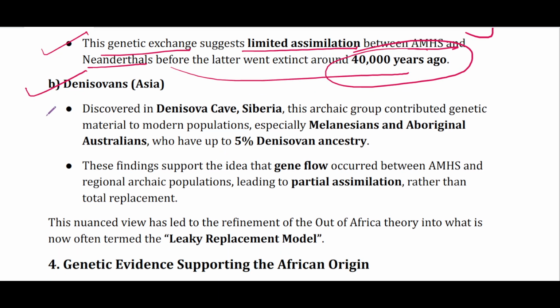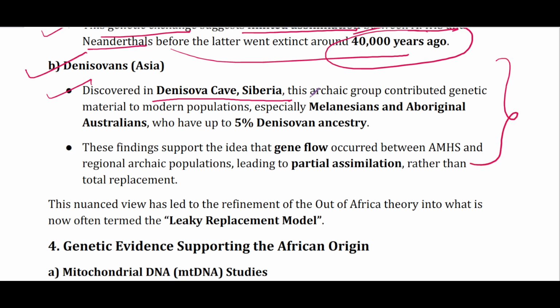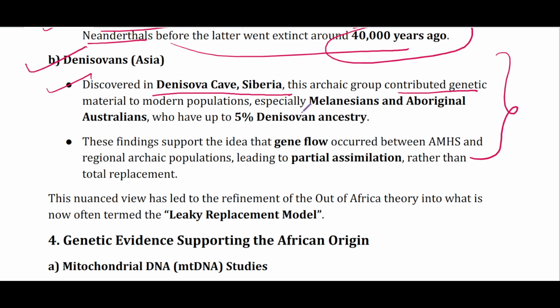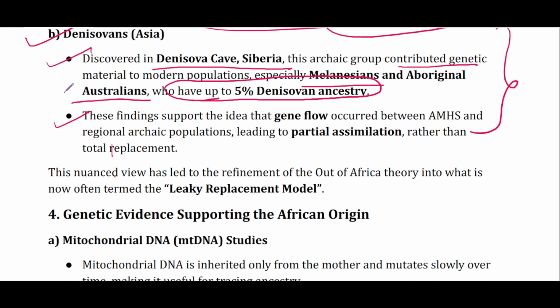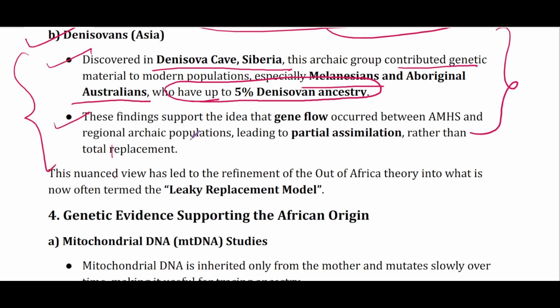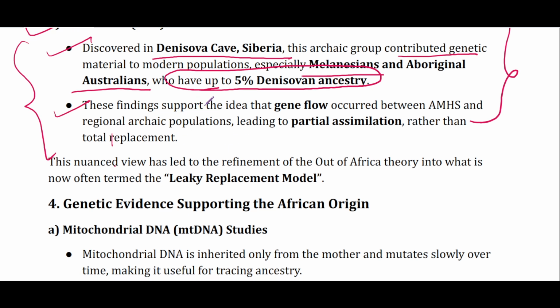Then let's talk about the Denisovans. This group was discovered in Denisova cave, Siberia, and contributed significant genetic material to modern populations, especially the Melanesians and Aboriginal Australians, who have up to 5% Denisovan ancestry. So again, there is clear evidence of interbreeding and assimilation, and these findings support the idea that gene flow occurred between AMHS and regional archaic populations.